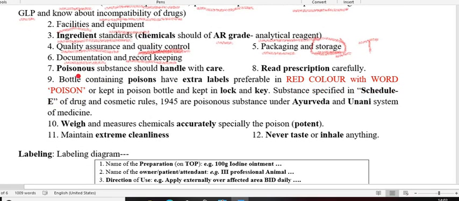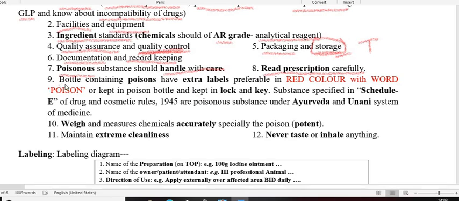Other things that are important are whether the substance is poisonous. If the substance is poisonous, you have to handle it carefully. So this is very, very important. Also you have to read the prescription carefully, because if you are not reading it carefully, then by mistake you may put in some other ingredient that is not in the prescription. So these principles are very, very important.